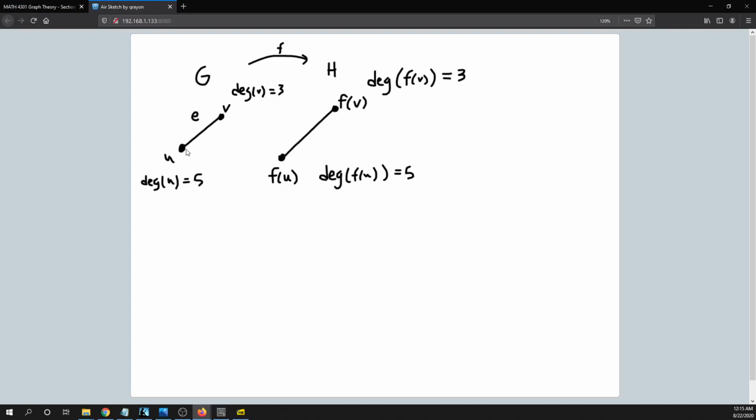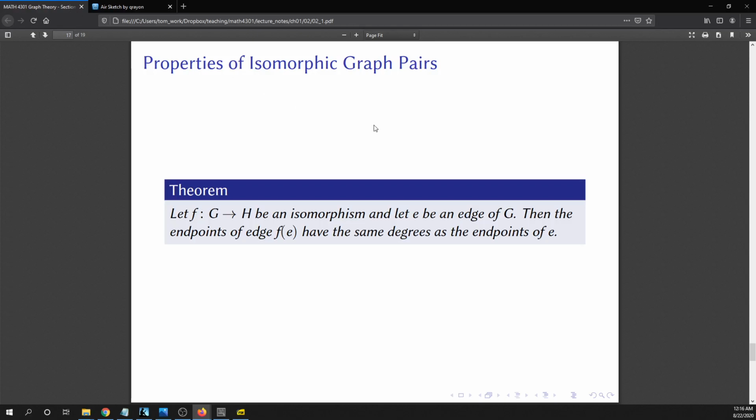It sends edges. The edge is going to get sent over to an edge whose endpoints have exactly the same degrees. So again, that helps to provide a clue if you're trying to find an isomorphism between two graphs. Then you know roughly the possibilities. It helps you narrow down the possibilities. You know that the endpoints have to have the same degrees wherever that edge goes. And we'll use this in a minute. We'll use this to show that two graphs are not isomorphic.